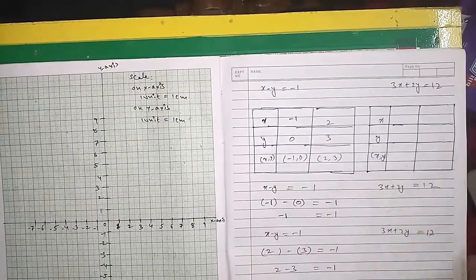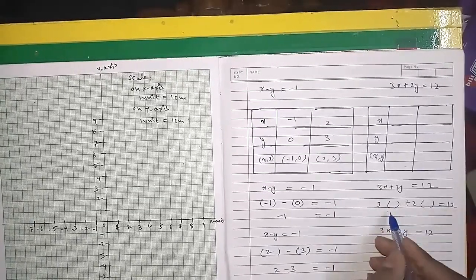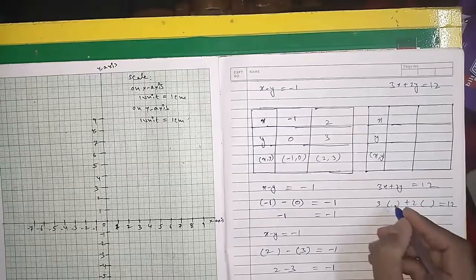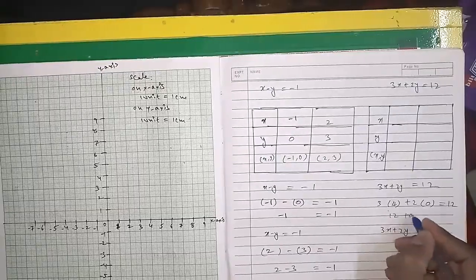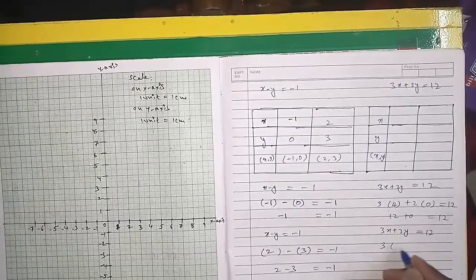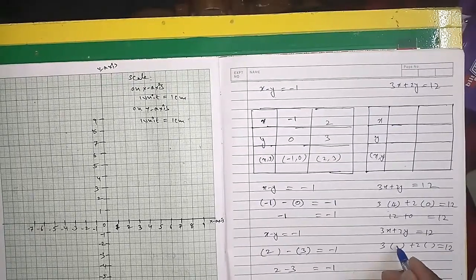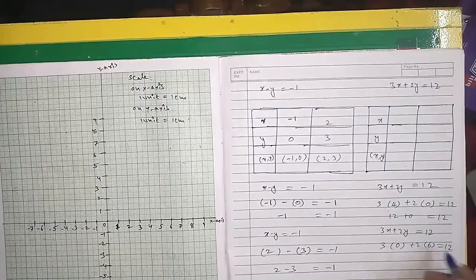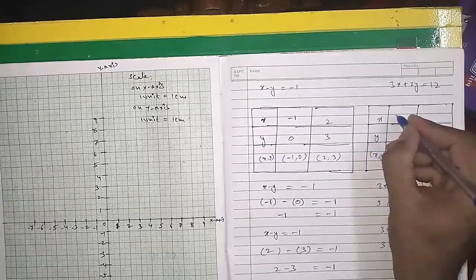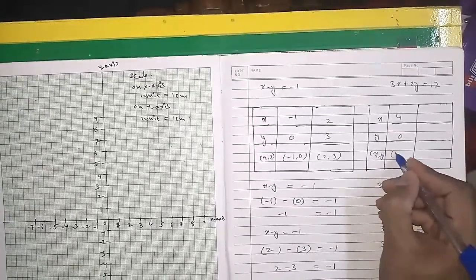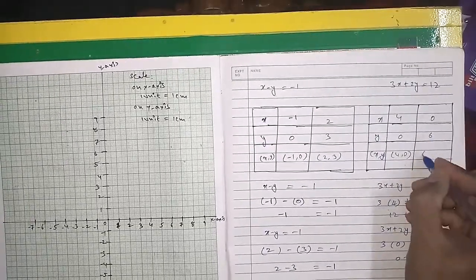Now for 3x plus 2y. What should I put here? I am putting 4 and here I am putting 0. 3 times 4 is 12, plus 0, it will be 12. Now 3x plus 2y is equal to 12. What should I put at the place of x here? 0. Here I am putting 6. That is 0 plus 12 is equal to 12. Now substitute 4 and 0, that is 4 comma 0. Here 0 and 6, that is 0 comma 6.